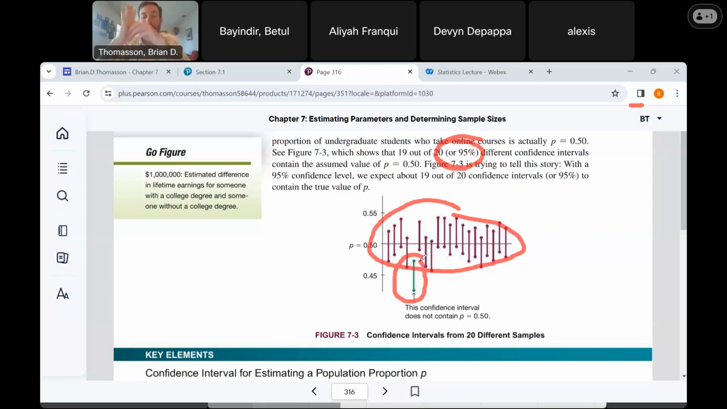But we never quite know if we got that green bar. Okay, so we can adjust that confidence level to whatever we want it to be, and what we say is we're fairly confident, 95% confident that the true value of P falls somewhere in that range. So in other words, we're pretty sure we got one of those red bars and not the green bar.